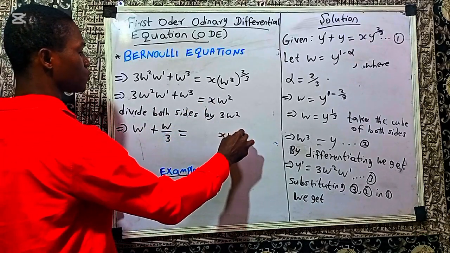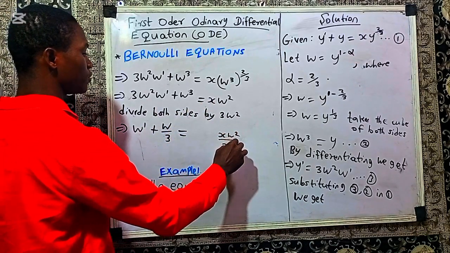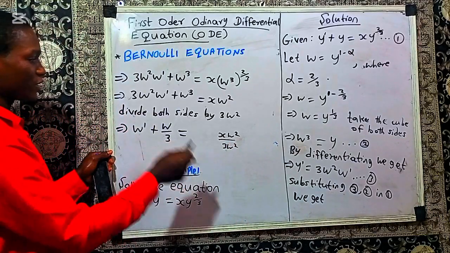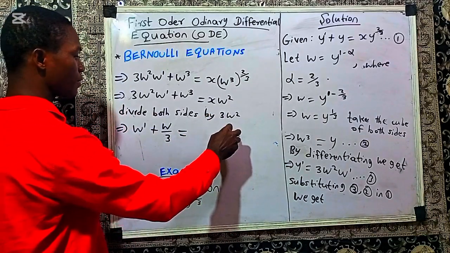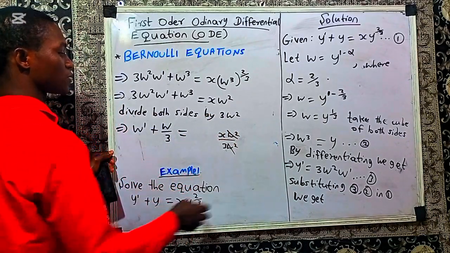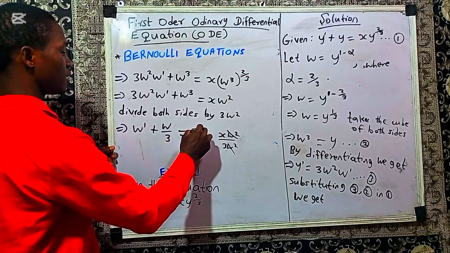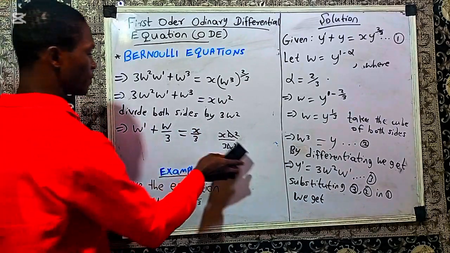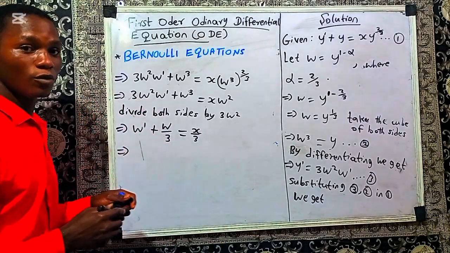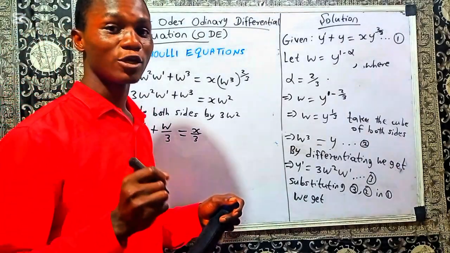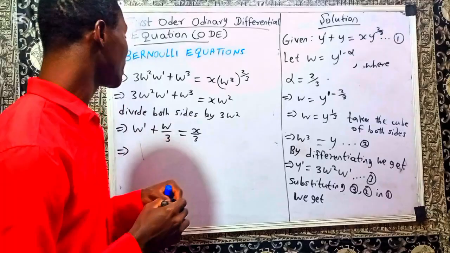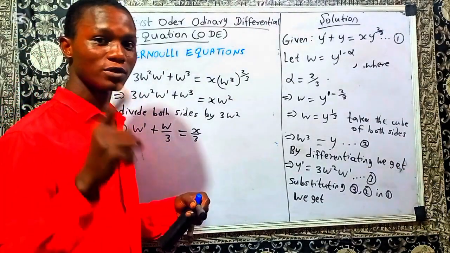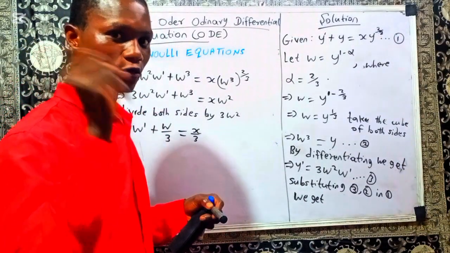x over w squared divided by 3w squared, right? Because I'm dividing everything by 3w squared. What will happen? w squared cancels w squared, and we'll have x over 3. Now, whenever you solve a Bernoulli equation, it will lead you to a first order linear ODE.